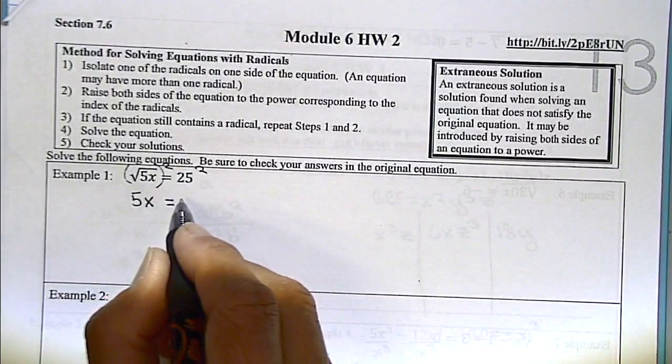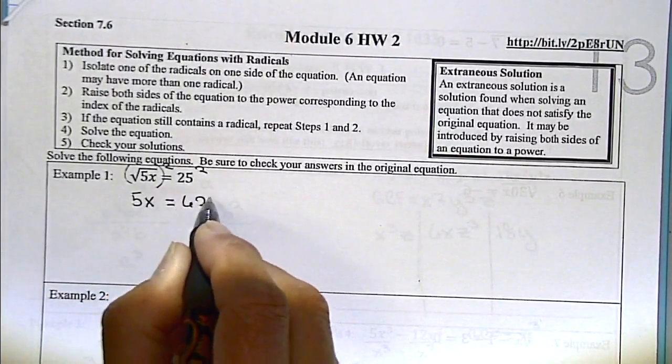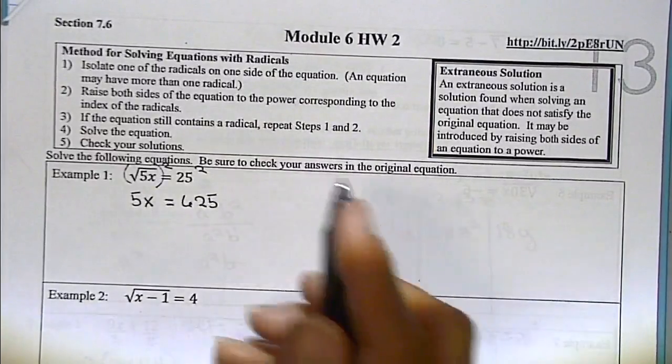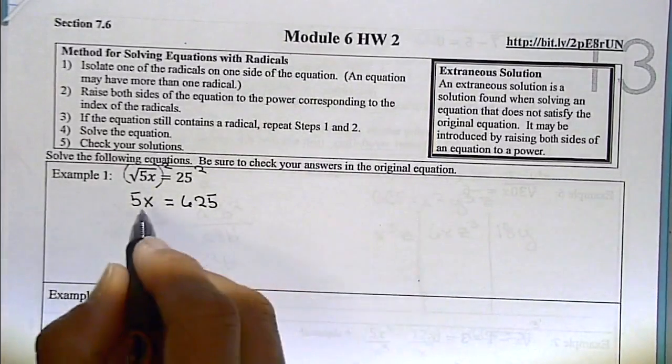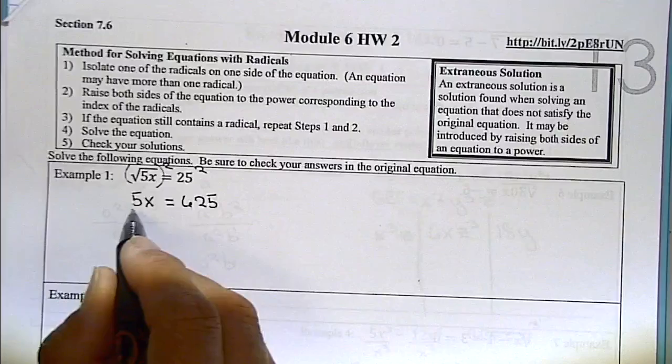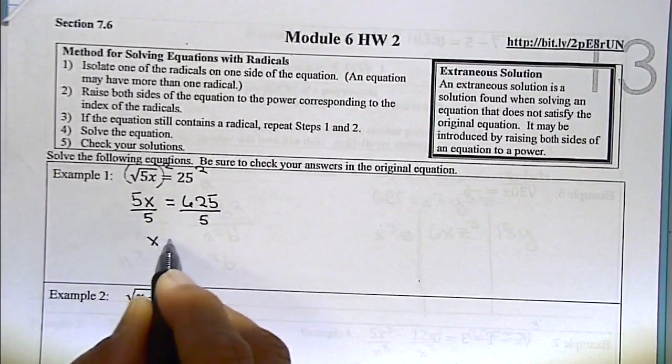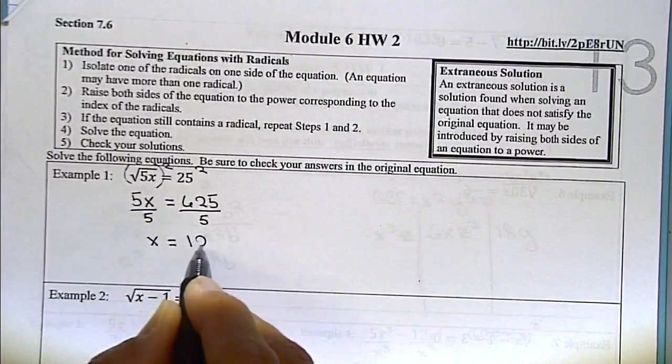Well, 25 times 25, you would probably type into your calculator because we're not used to squares that high, but it's 625. Now how do you solve this? What am I going to do? Divide by 5. 5x divided by 5, 625 divided by 5. So x is going to equal 125.